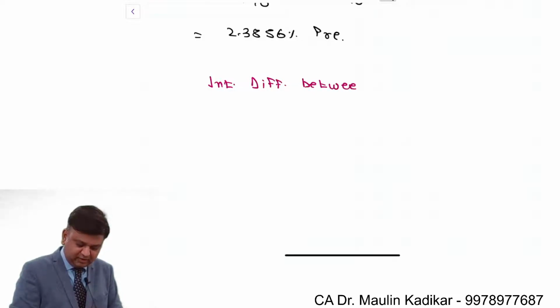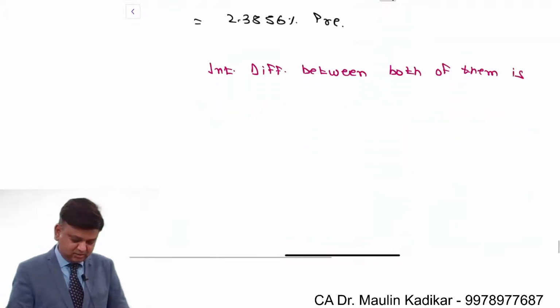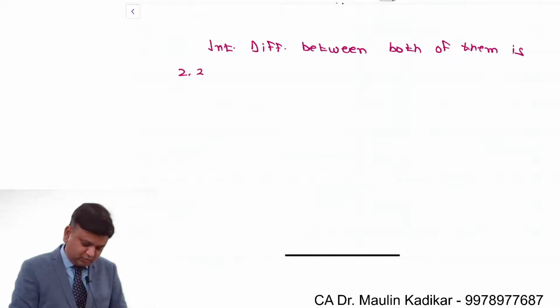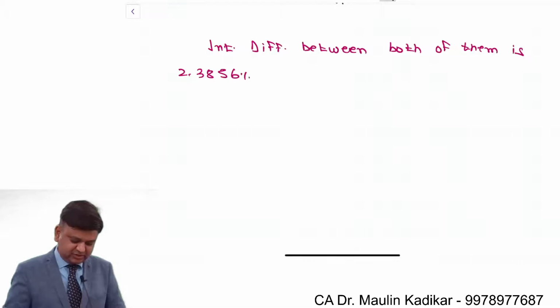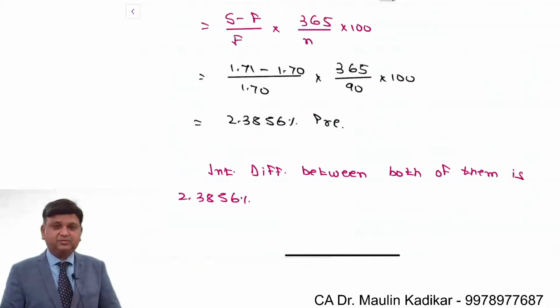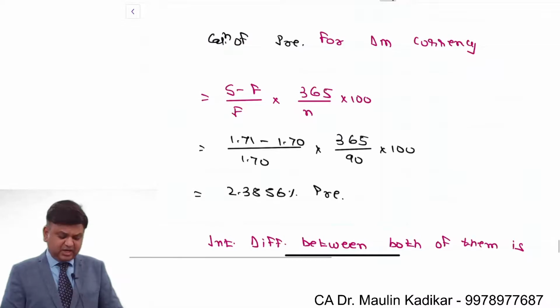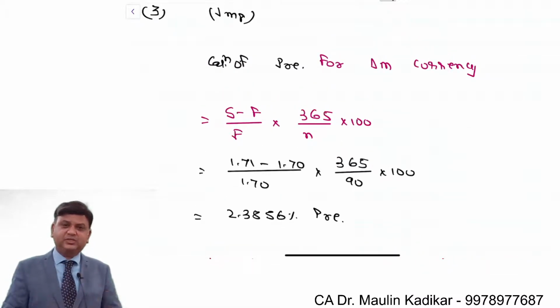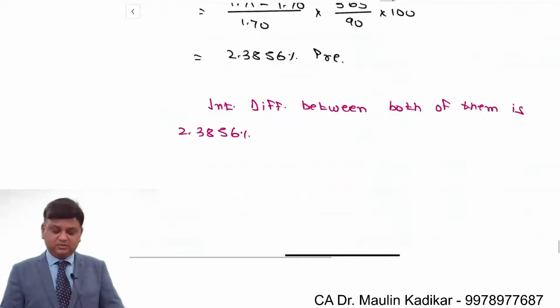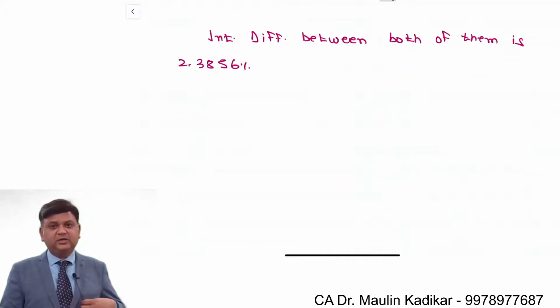With paragraph write down, interest differential between both of them is 2.3856%. Full stop. Again, from examination point of view, writing this much is absolutely sufficient. Of course, I am going to dictate you something more for your understanding, for your revision purpose.